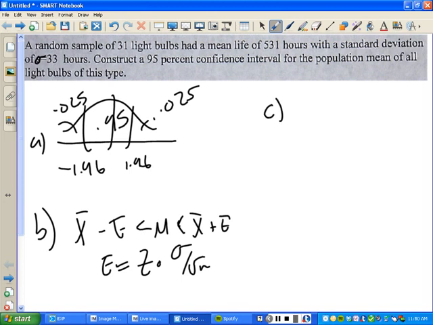Part C is 531 minus 1.96 times 33 over the square root of 31. Do we agree? Is less than mu, which is less than that whole thing plus whatever. You got the idea. 531 minus 1.96 times 33 divided by the square root of 31.